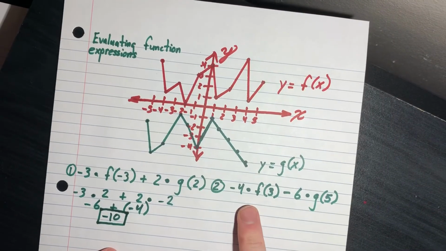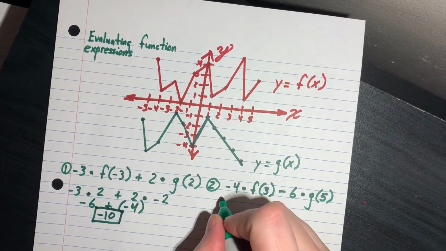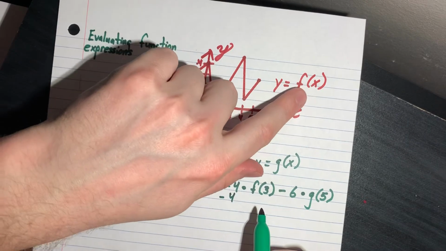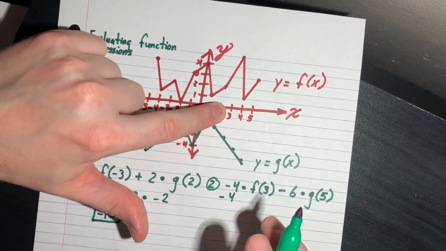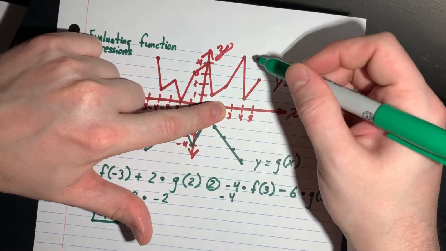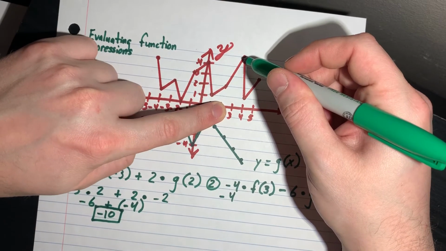Okay, so now let's evaluate this one. Let's go ahead and bring down our -4. And then f of 3. Well, we're working with f. So we need to go to our x equals 3 value, which is here. And now we'll need to go up and figure out what our output value of f of x will be at that given point, which will be 5.